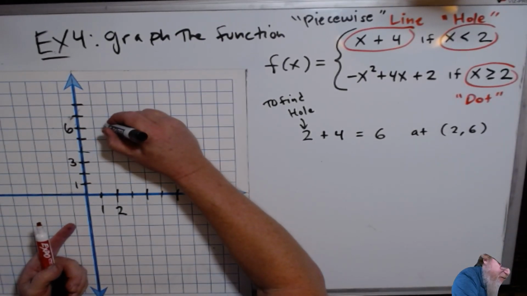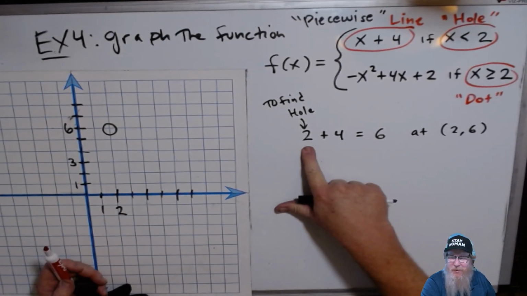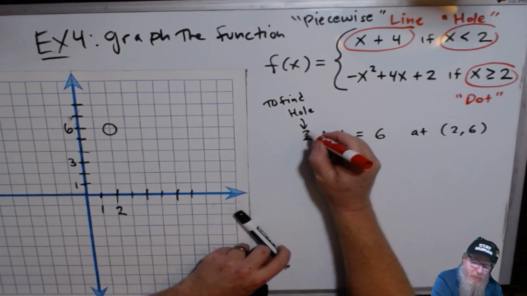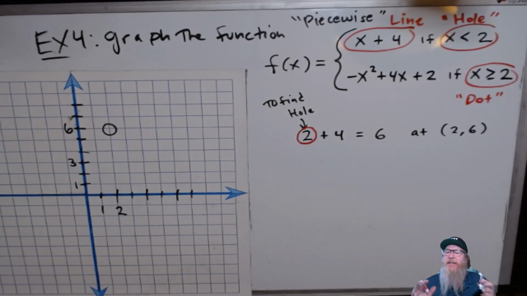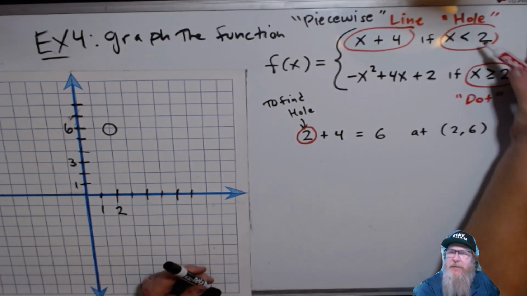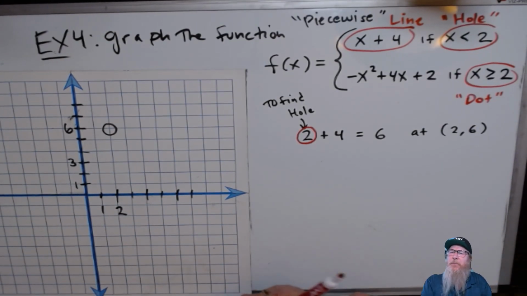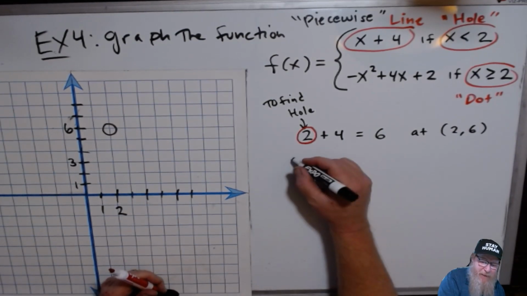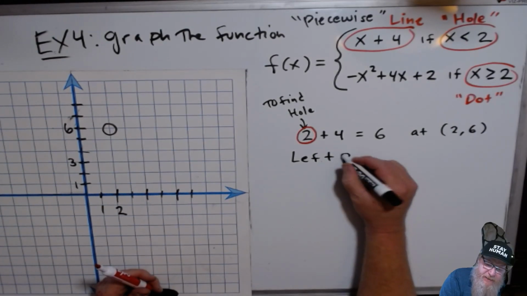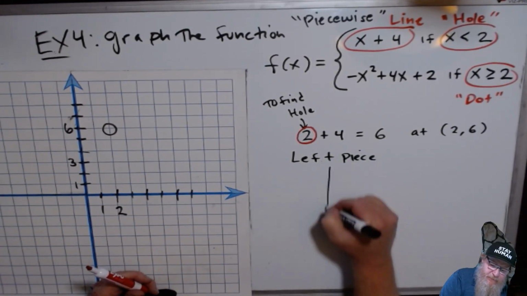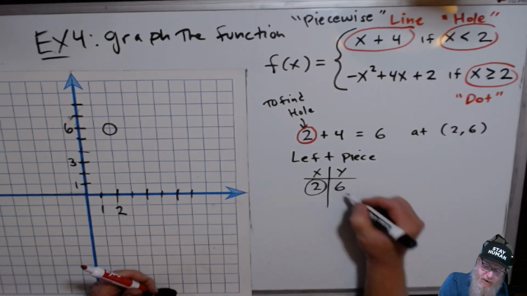Now be careful, this is not a dot, this is a hole at (2, 6). Sometimes what I'll do is I'll put a hole around it to remind myself that that point doesn't actually exist because it's open. All right. And now I'm going to plug in, so maybe I'll be a little bit more clear about it. This will be called the left piece. So x was 2, put a hole around it. y was 6.